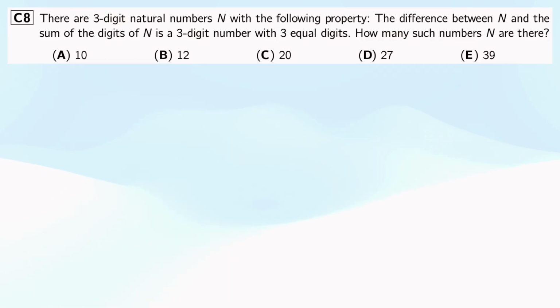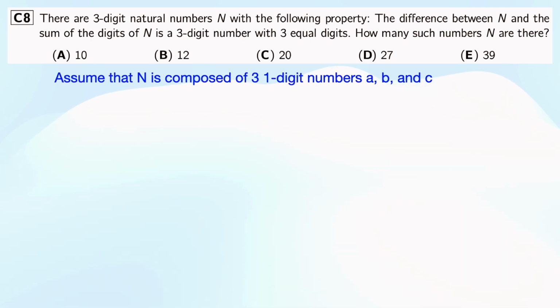There are three-digit natural numbers n with the following property. The difference between n and the sum of the digits of n is a three-digit number with three equal digits. How many such numbers n are there? This question tests how familiar the kids are with numbers. I will explain it step by step.